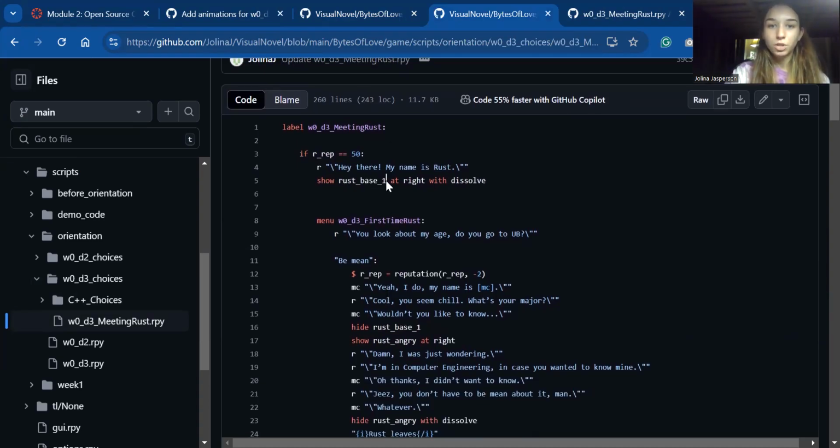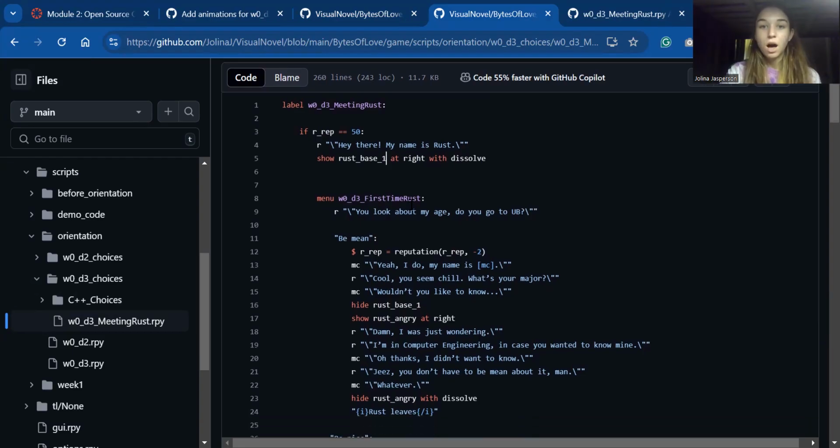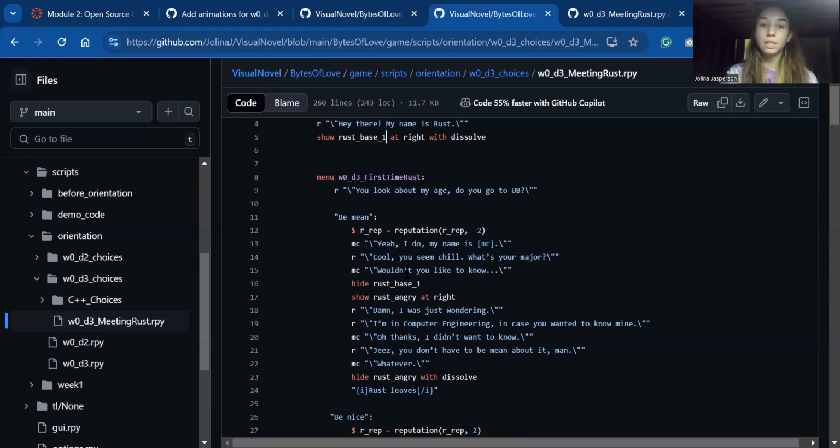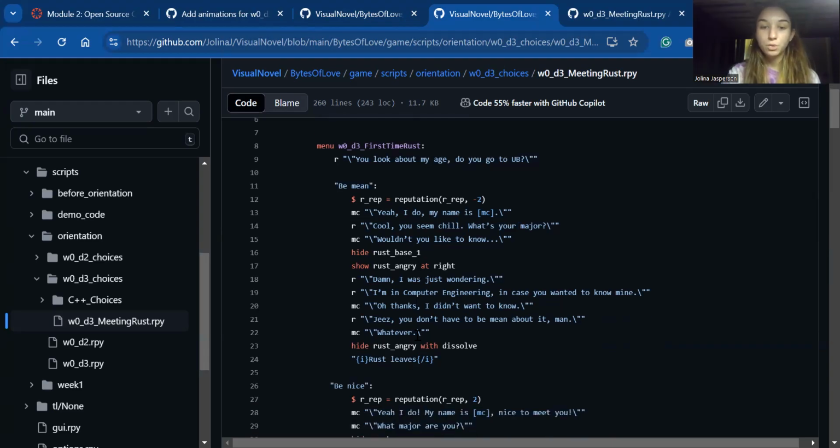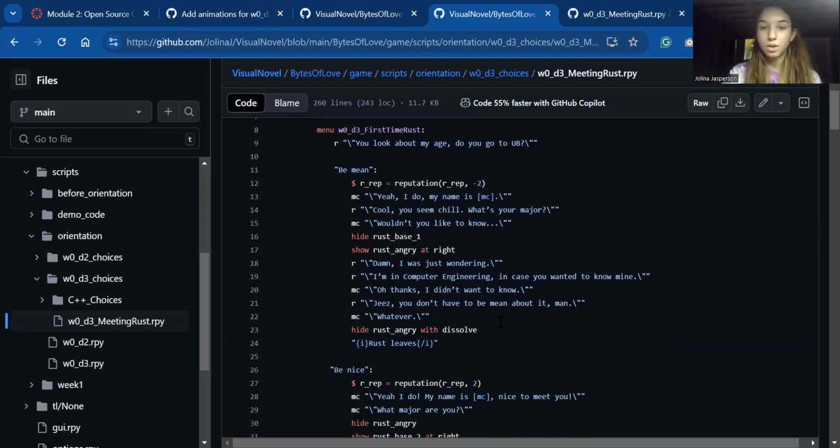So I started with the base 1 sprite, which is the closed mouth normal sprite, at the right of the screen, faded him in with dissolve. When I showed the first interaction, he switches to the angry sprite, so you hide the original sprite and you show the sprite that is to be shown at the right of the screen. And then when the character leaves, you hide the character with dissolve.